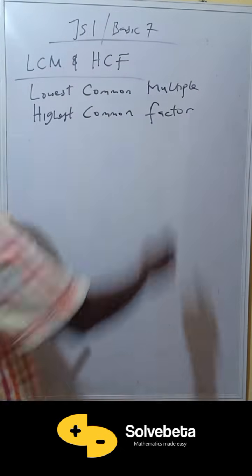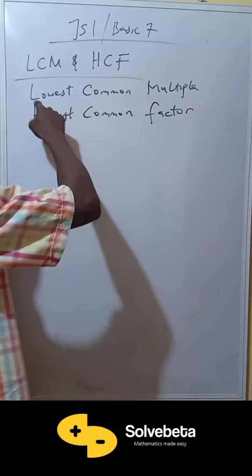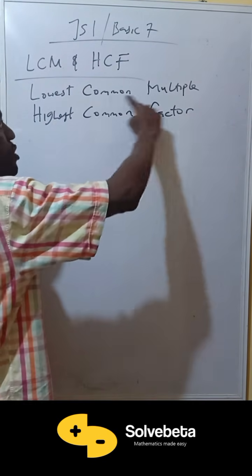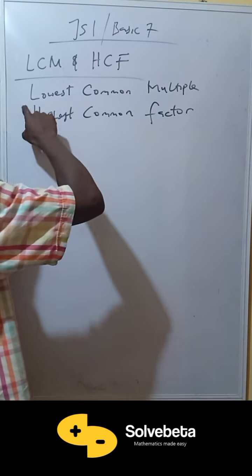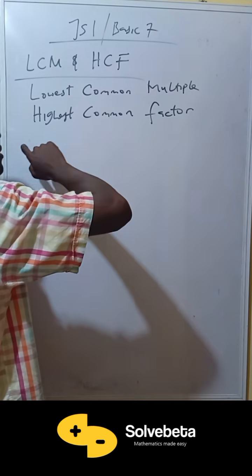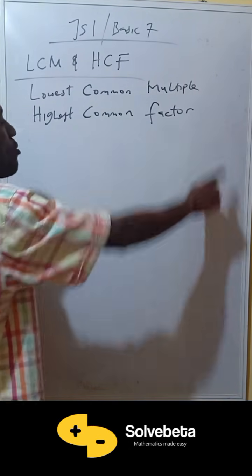This word common is common to both words. I'm going to explain that. When I say what is common to both words, I can use it as a phrase, lowest common multiple. This term, I think term is the best thing to call it. What does lowest common multiple have? Which word can I find in lowest common multiple that I can also find in highest common factor?